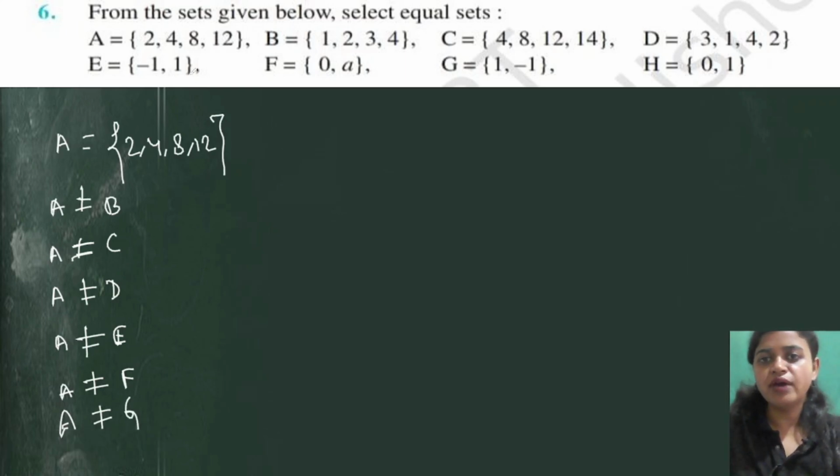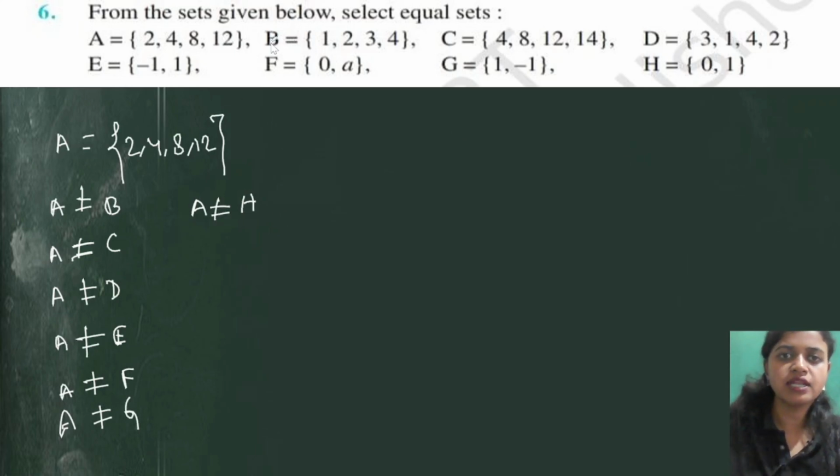Okay. Now A to H. 2 belongs to A, 2 does not belong to H. That's why A is not equal to H. Okay. Now B to another set.